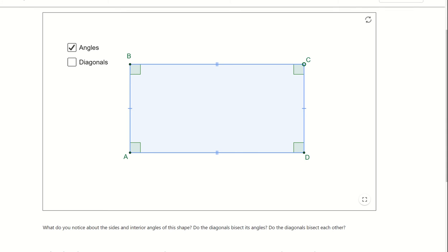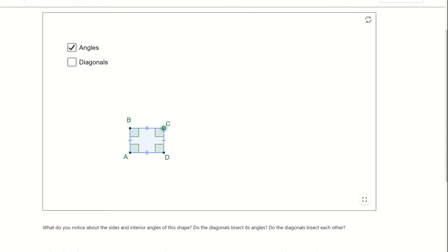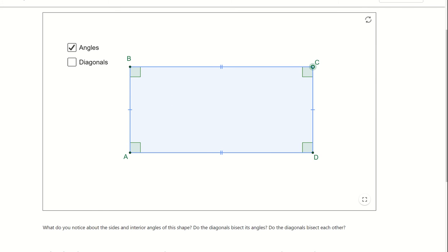All right, let's take a look at the angles. All the angles are 90 degrees, and no matter where I move it, even super small, it's still going to create that 90 degree angle. Okay, and then let's take a look at the diagonals. Get rid of the angles for a second.